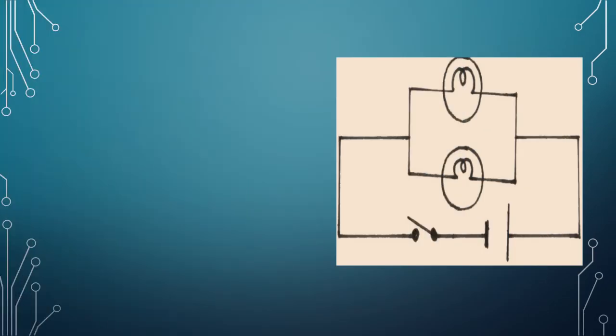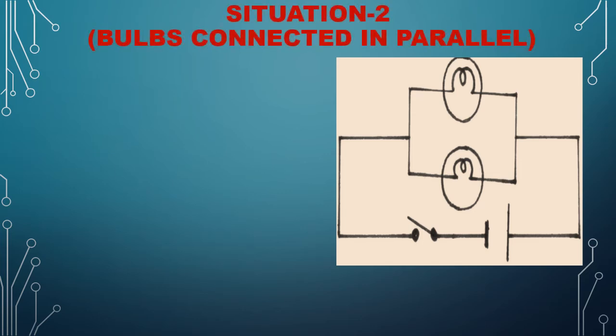Here, see the diagram. The bulbs are connected in parallel. Why? Because from this terminal to this terminal, there are two paths. First path and second path. How many paths are there? Two paths, one and two. Two paths are present, but only one cell and a key.